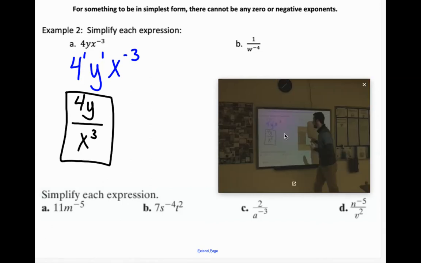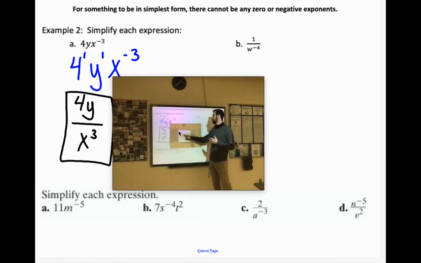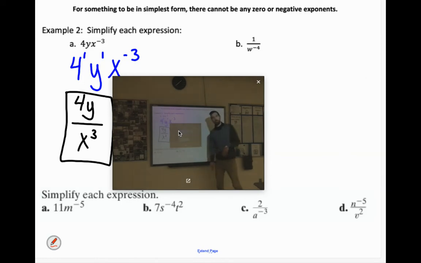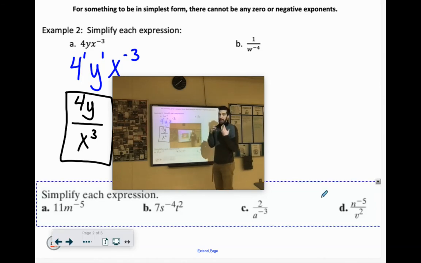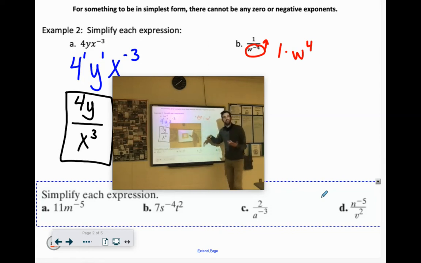Now, this one's a little weirder. But once you do it once, no problem. 1 over w to the negative fourth. Does it have a negative exponent? Yes, so we have to move it. Now it's already in the denominator. So when we move it, we're going to move it to the top, and we're going to multiply it by whatever's there. So really it becomes 1 times w to the fourth, which when you multiply by 1, doesn't change. So our final answer would be w to the fourth.